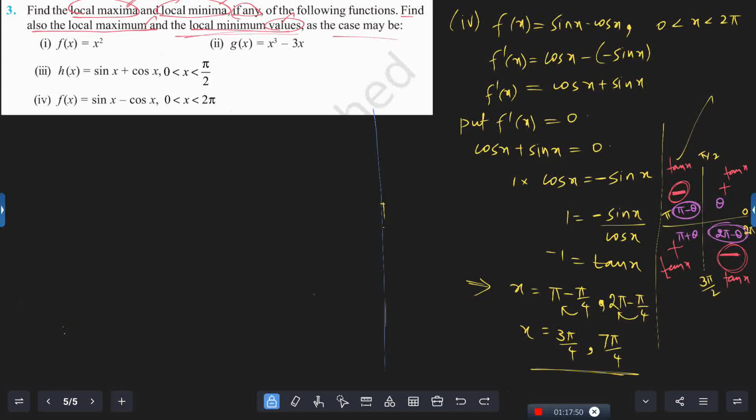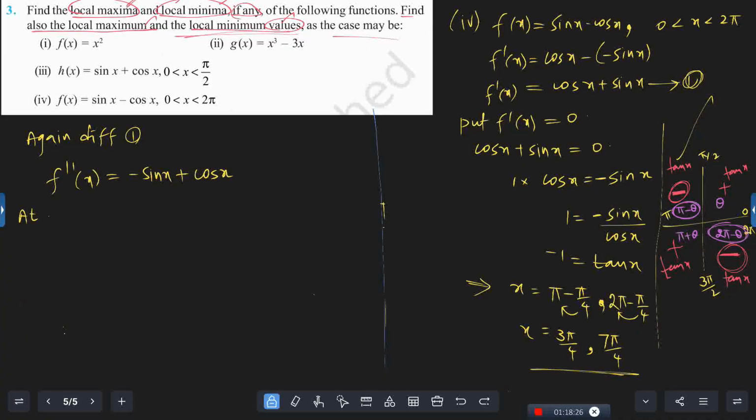Before that we need what? Double derivative. Take one, differentiate. So again differentiate 1. I am going to differentiate 1. So f double dash of x is equal to, the cos derivative is minus sin x, plus the sin derivative is cos x. What, my dear? Cos x. Okay, be careful. Now one by one you have to check.